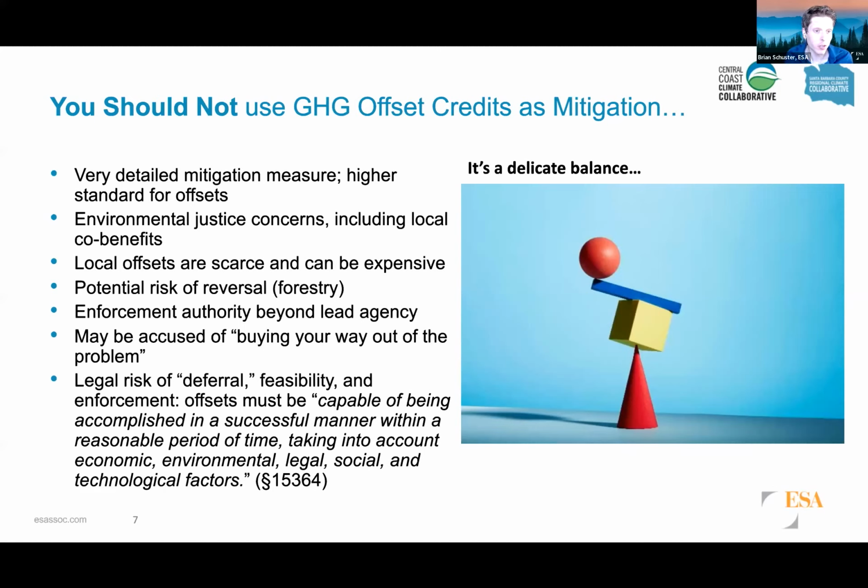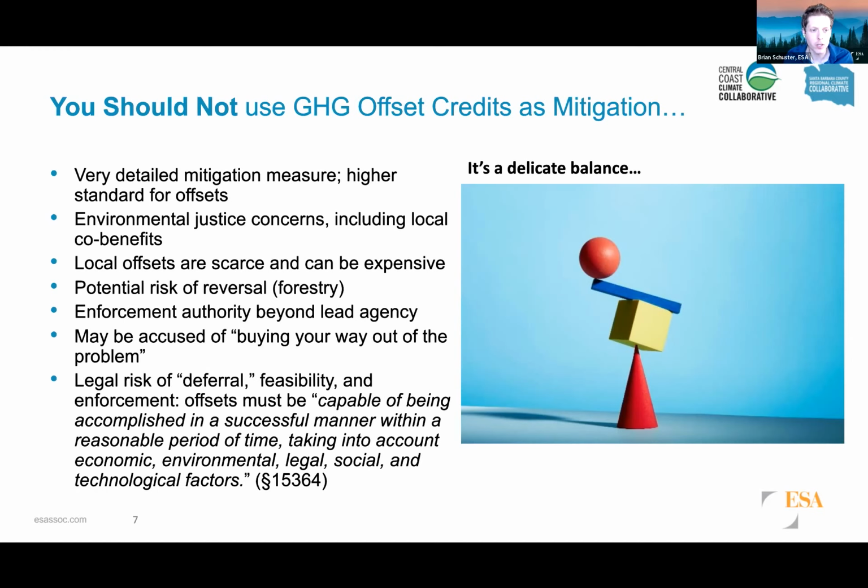There are environmental justice concerns, of course, including the local co-benefits. If your offset is not local, the community is not going to see those benefits. That's not a GHG impact issue, but it is a public health issue. It's a policy issue. It's an environmental justice issue. These are really important issues, and can't be ignored. They go hand in hand with GHG reduction.